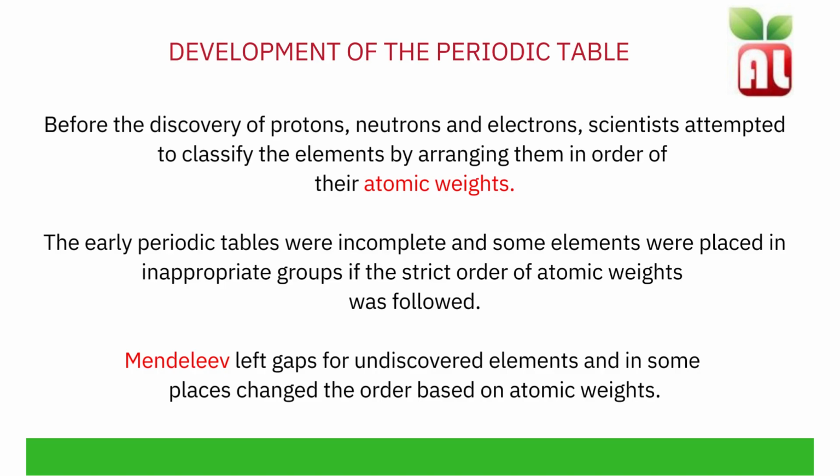The development of the periodic table. Before the discovery of protons, neutrons, and electrons, scientists attempted to classify the elements by arranging them in order of their atomic weights. The early periodic tables were incomplete, and some elements were placed in inappropriate groups if the strict order of atomic weights was followed. Mendeleev left gaps for undiscovered elements and in some places changed the order based on atomic weights.